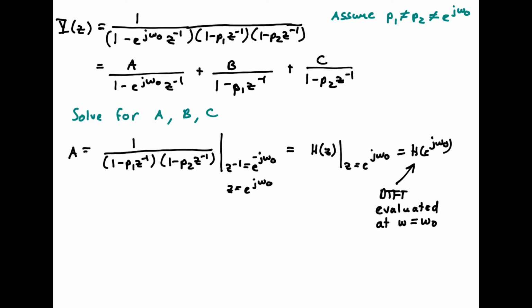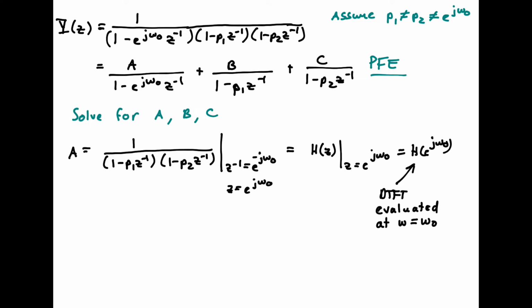Okay, so continuing our derivation here, now we have this y of z. And if we assume, and we're going to for this video, that P1 is not equal to P2 and is not equal to e to the j omega 0, so that we have simple poles here, we don't have any repeated poles, then we know we can use the partial fraction expansion. We're just doing partial fraction expansion here. We know we can do that, and we get one term for each.